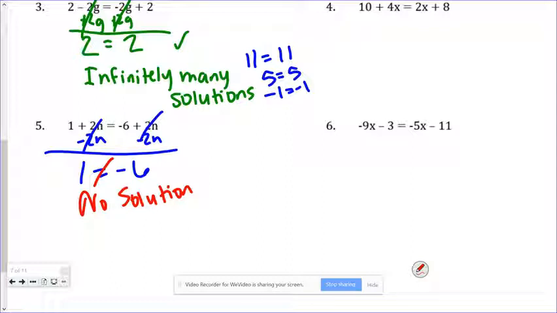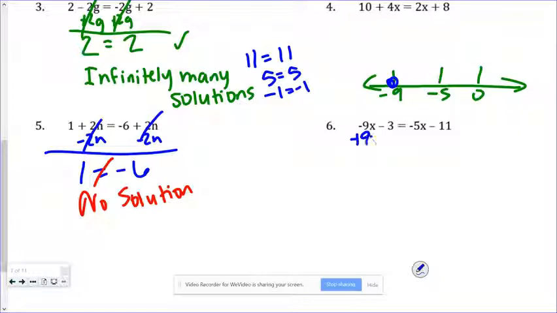Okay, then last one, number 6 here. We have negative 9x and negative 5x. So the smaller of the two numbers, if you made a number line here, would actually be negative 9 because it's more to the left than negative 5 is. So I'm going to move the smaller number over to this side. Okay, if you would have moved the negative 5, it's not the end of the world, but then you have a negative x, and we don't love those negative signs because it's easy to lose track of them. So I'm just trying to help you get some more positive numbers.